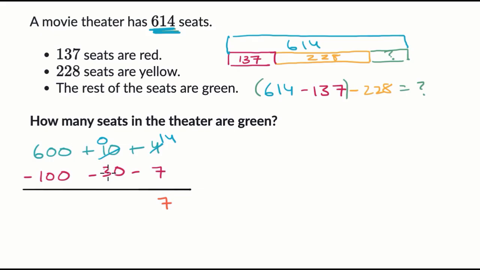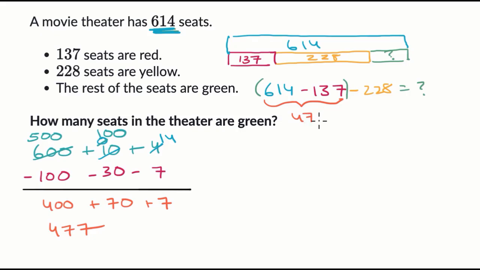Now I have a problem in the tens place right over here. 0 minus 30, I can't do that. So let me take 100 from the hundreds place. So let me take 100 out of here. So this is going to be 500. And let me put that 100 over here. So I have 100. Now I can do 100 minus 30 is equal to 70. And then I have 500 minus 100, which is equal to 400. So 400 plus 70 plus 7, which is 477. That's just this part right over here is 477.